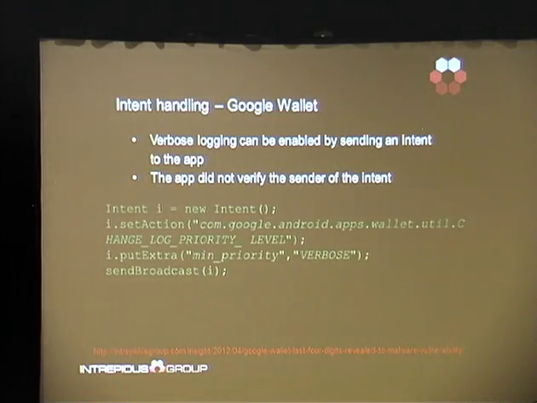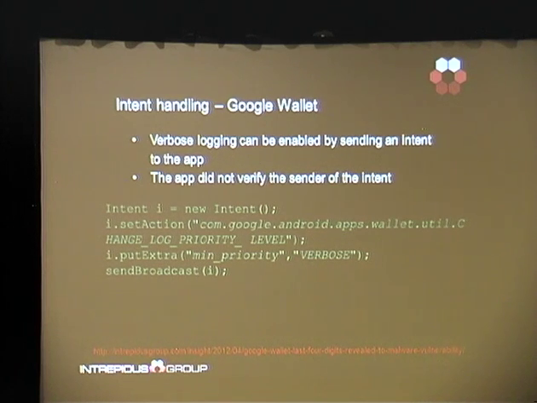in April of 2012, where a malicious application could enable logging of the last 4 digits of a credit card through throwing an intent. And the application, Google Wallet, did not verify the sender of that intent.